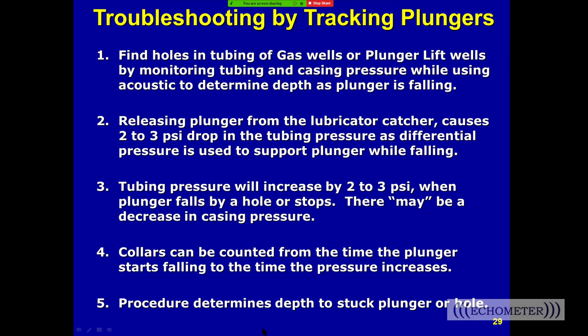So what else can you do? Well, you can find holes because the plunger has a certain weight. It's about 2 to 3 PSI, which is the weight of the plunger divided by the area. So its weight is converted into a pressure. And when you drop the plunger from the lubricator past the pressure sensor, the pressure sensor sees the weight of the plunger falling through the gas. And the pressure below the plunger increases by 2 to 3 PSI as it's falling in the tubing.